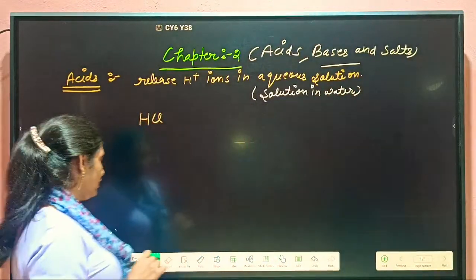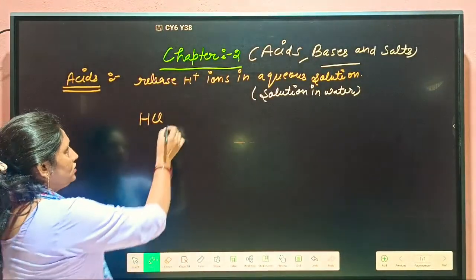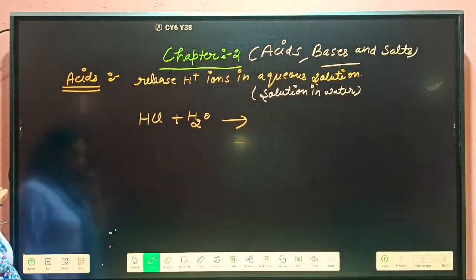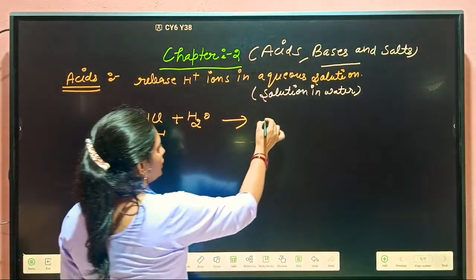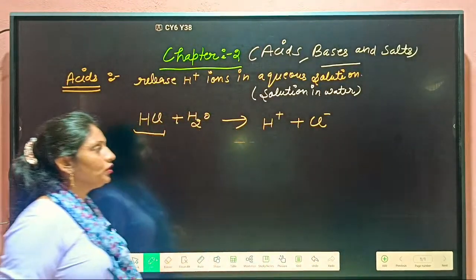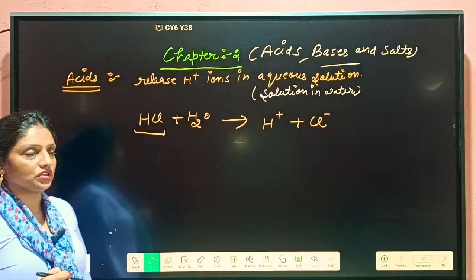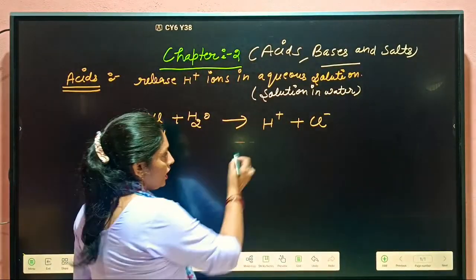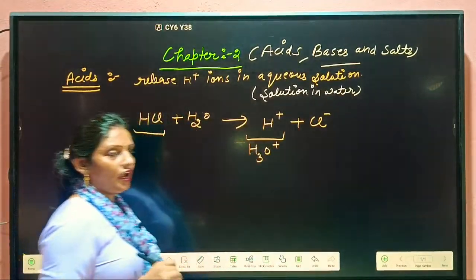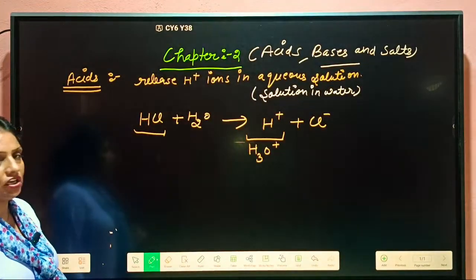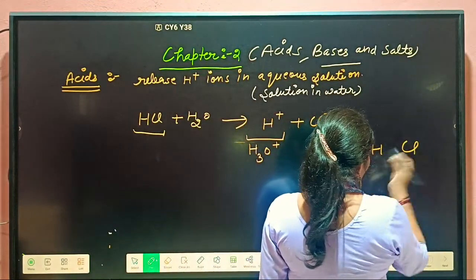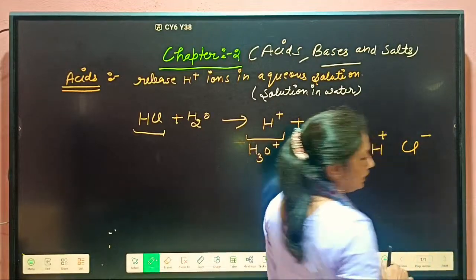Then students, if we make an aqueous solution of this, then what will happen? Here it will release H positive ions plus Cl negative ions. So students, because it is giving H positive ions in aqueous solution, it is known as an acid. I can write, instead of H positive, hydronium ion also, H3O positive ions. Students, here what will happen? This HCl, after decomposition, will give H positive and Cl negative.